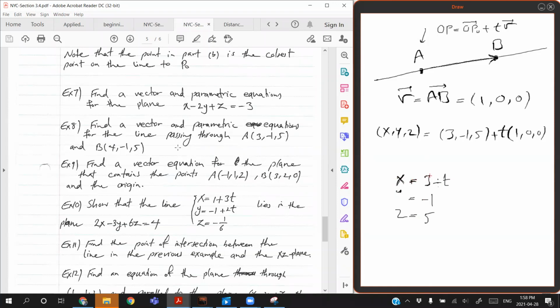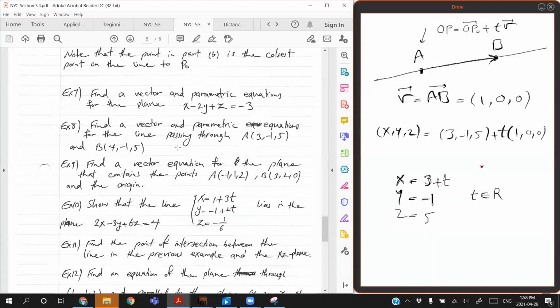X is 3 plus t, y is -1, and z is 5, where t is all real numbers. There are some problems where it is asking you only for the line segment between A and B.